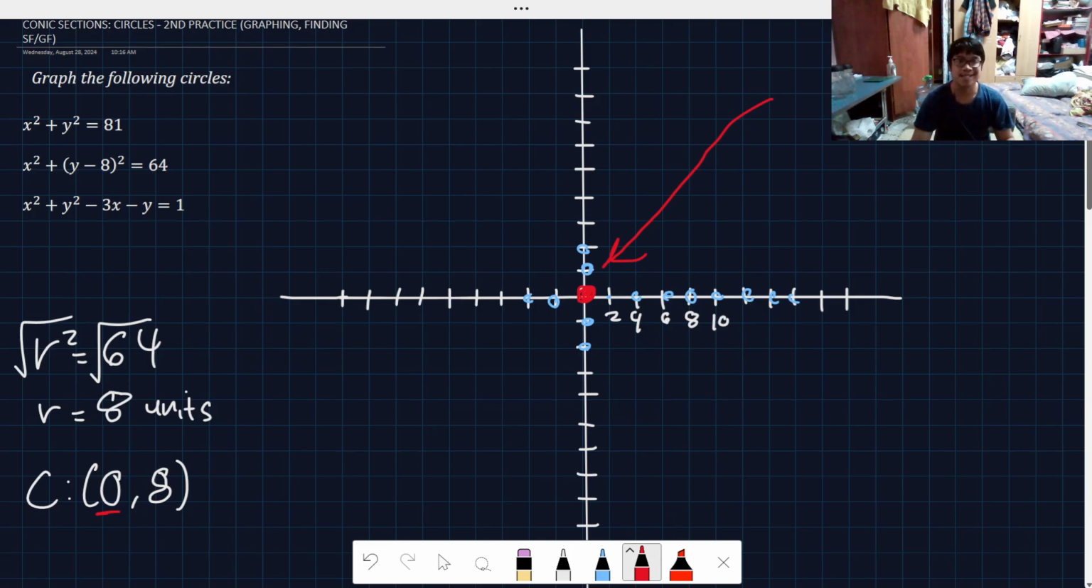Next, your k is 8. So that means you're going to move 8 units upward. And why is it upward? Because it is positive.